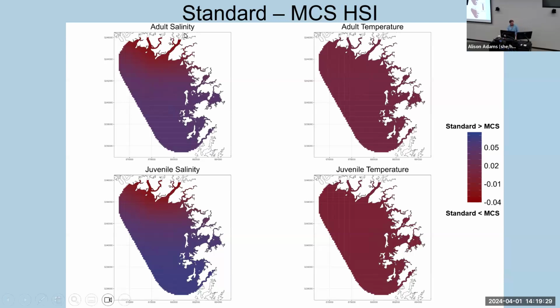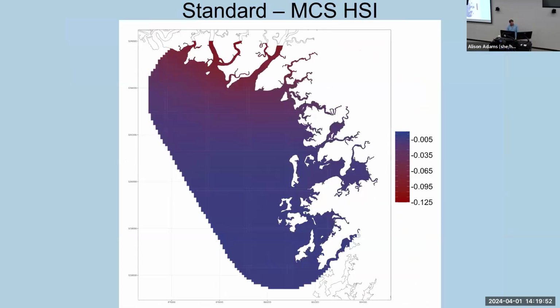For adult and juvenile salinity, we see that at the northern end of the estuary, the standard methodology has lower HSI values than the Monte Carlo. And as we move down the estuary, for the adult, it kind of equalizes. For the juvenile, we see lower for the standard and then higher for the standard at the very bottom, indicating that we are seeing some slight differences between the two frameworks.